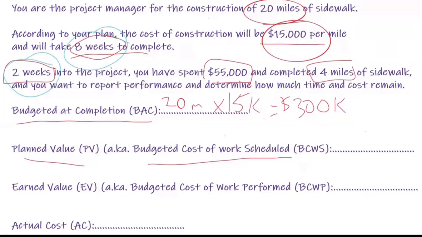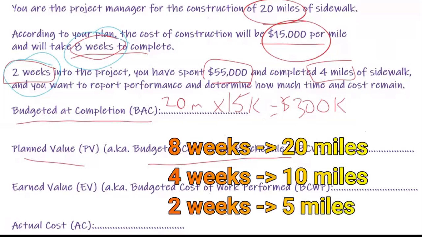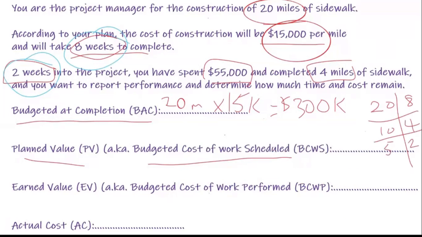All right. Now there's more than one way to do this, but I would just figure if in 8 weeks we have to do 20 miles, then in 4 weeks we would have to do 10 miles, and then 5 miles should have been done in 2 weeks, right? I'm just splitting it. So essentially, I should have done 5 miles in 2 weeks, all right?